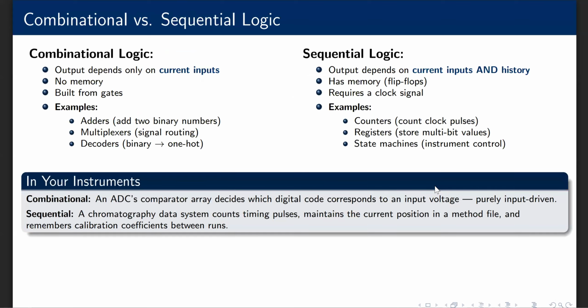Digital circuits come in 2 flavors. Combinational logic means the output depends only on the current inputs, no memory. Pure input to output mapping through gates. Examples are adders, multiplexers, decoders, and so on.